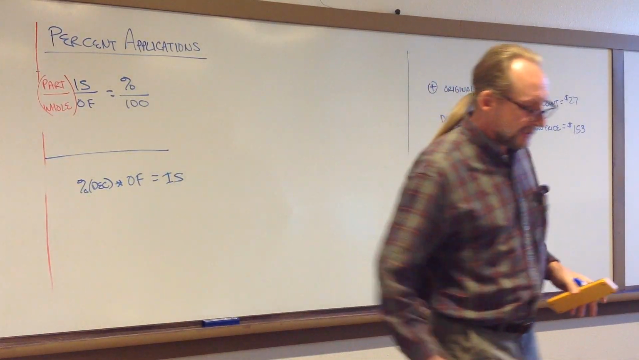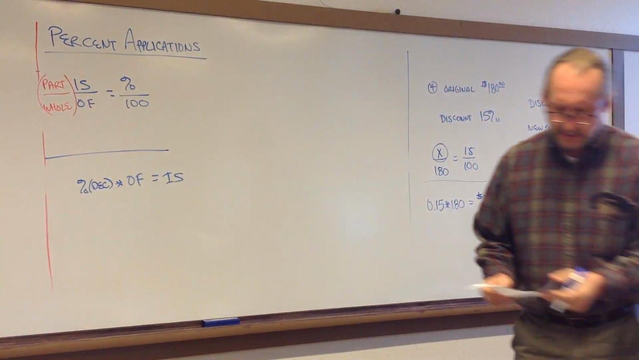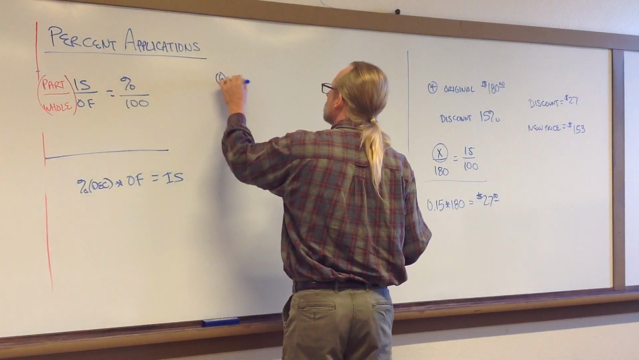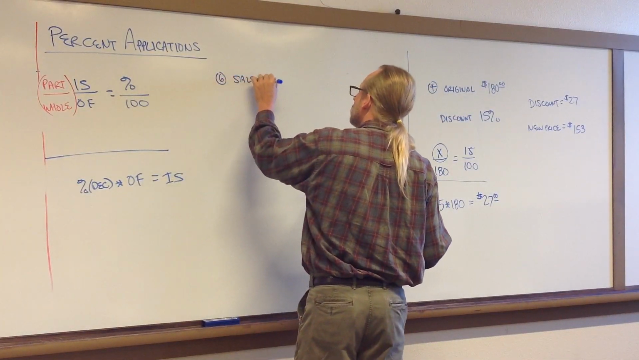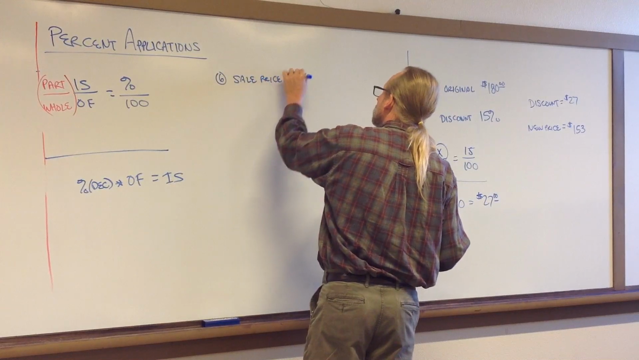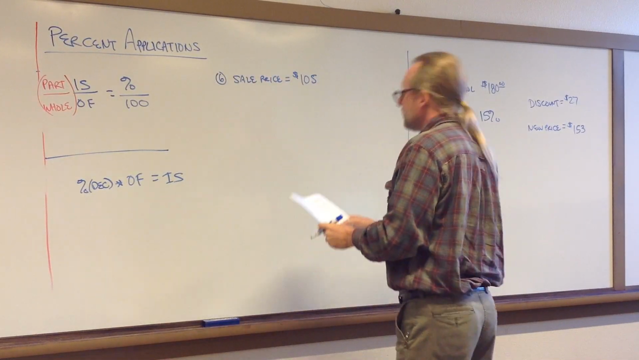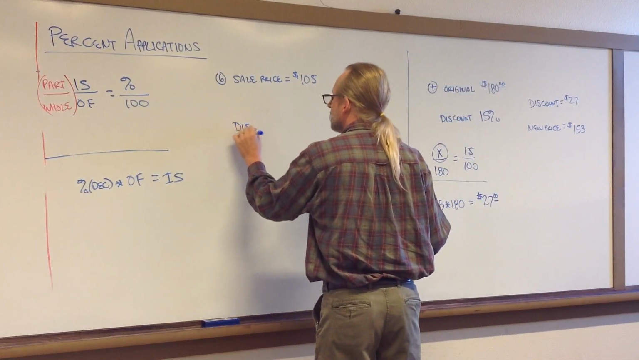Now, problem 6 says the item is on sale for $105. So we've got this sale price equal to $105 after being discounted by 30%.